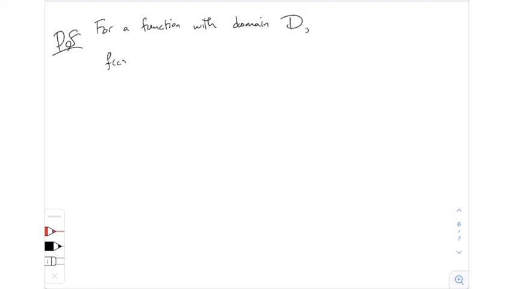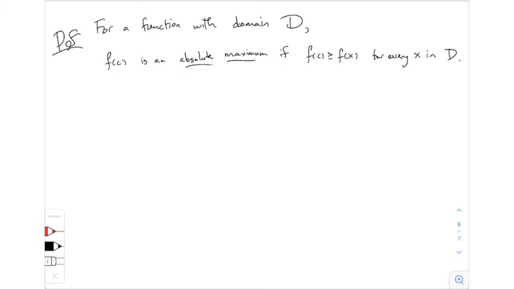I'm going to say f(c) is an absolute maximum if f(c) is greater than or equal to f(x) for every x in the domain. All right? So f(c) is the absolute maximum point. It means it's bigger than all of the other points in the domain. Greater or equal, all right?